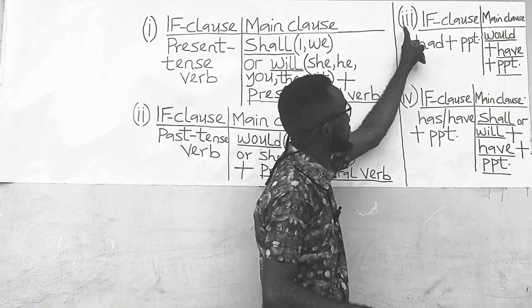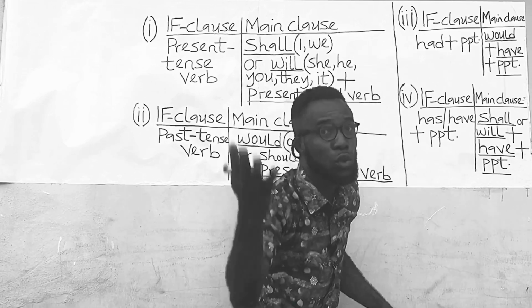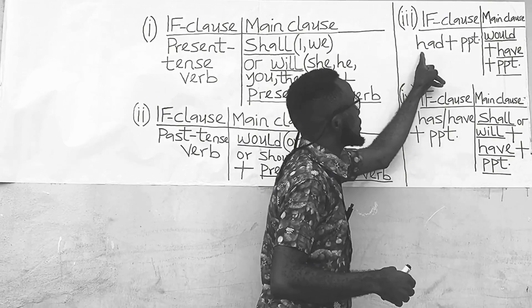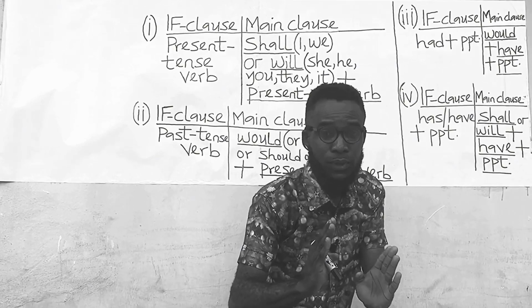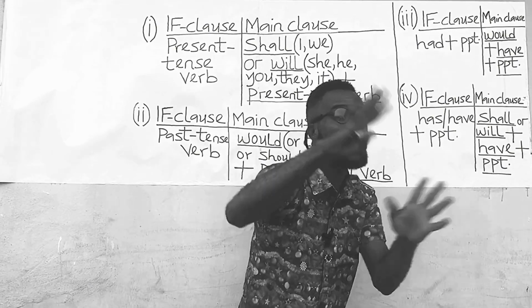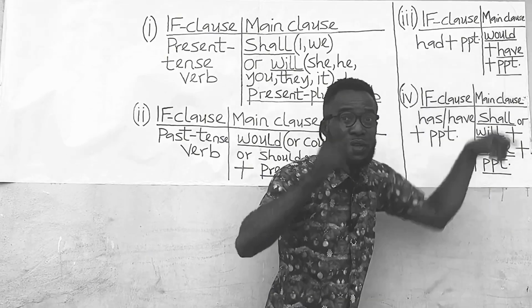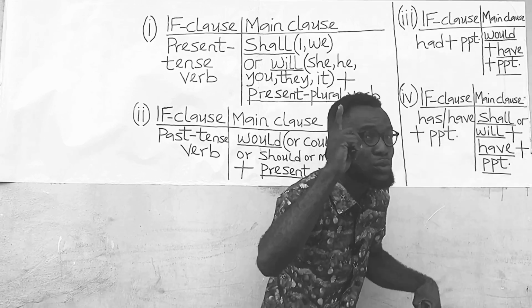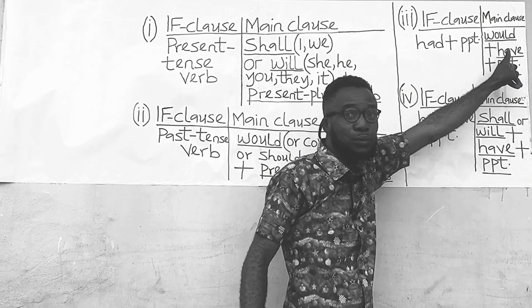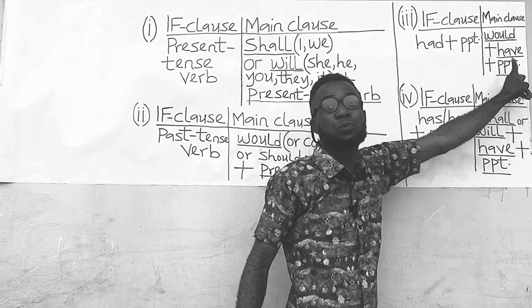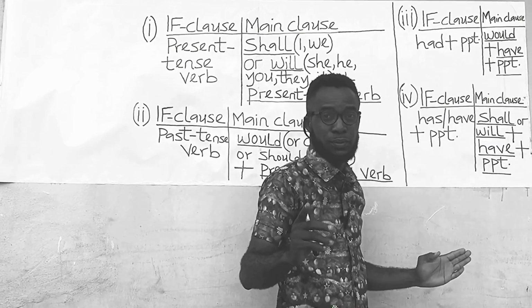Roman figure 3. When the if clause contains had plus past participle verb, PPT for short, and they want you to complete the main clause, then the gap in the main clause should be filled with would plus have plus a past participle verb, PPT for short.